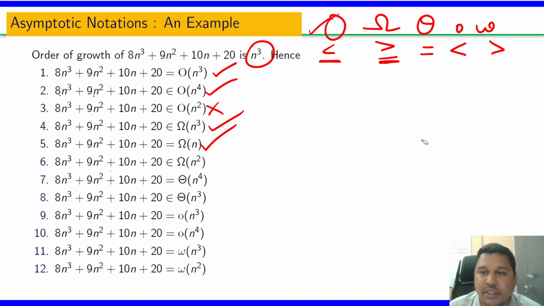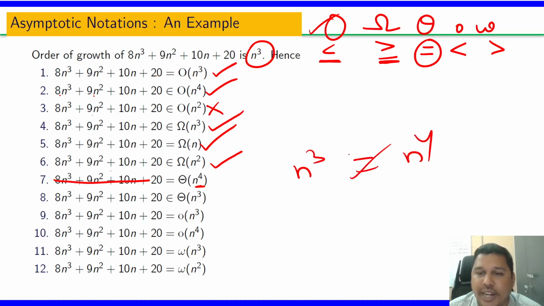tell me what about the seventh one. Seventh one, is it true or false? Why? Because he has used theta. Theta means equal to. It means the time complexity of this side function should be equal to this side function. Is it equal? No. This is n cube and this is n power 4, not equal. This is false.